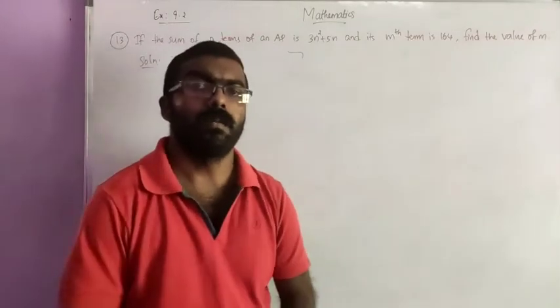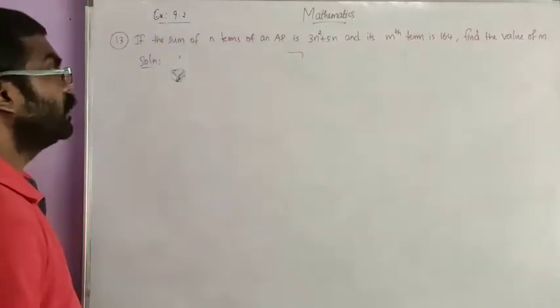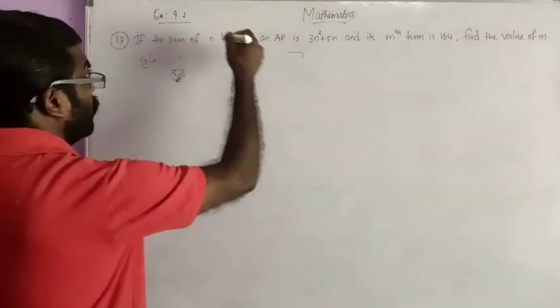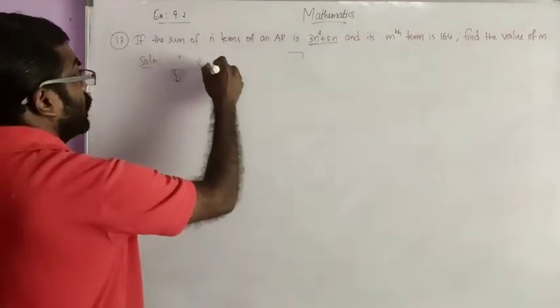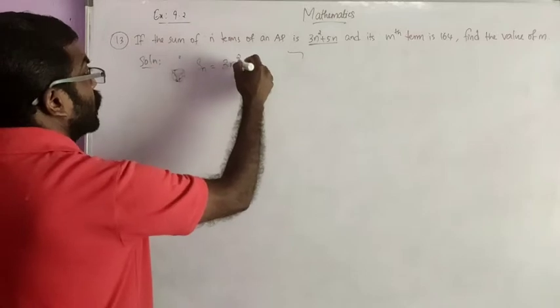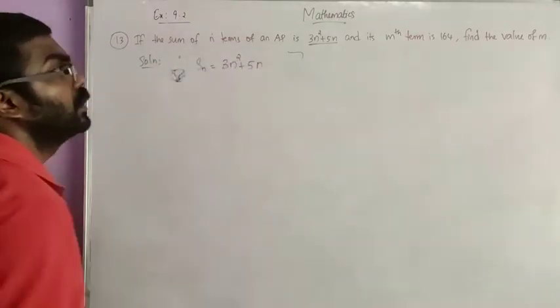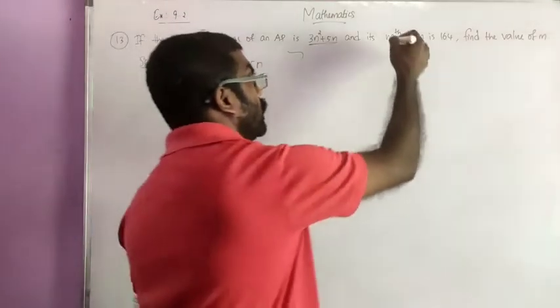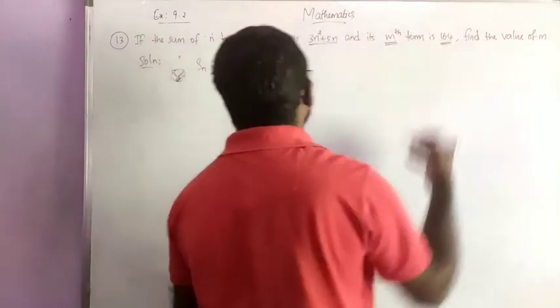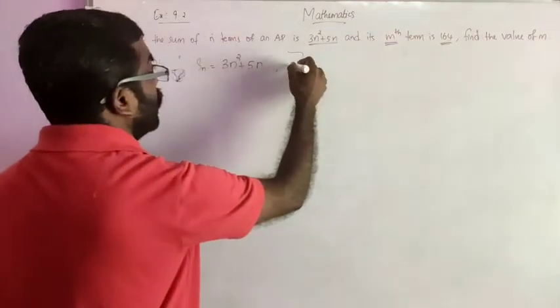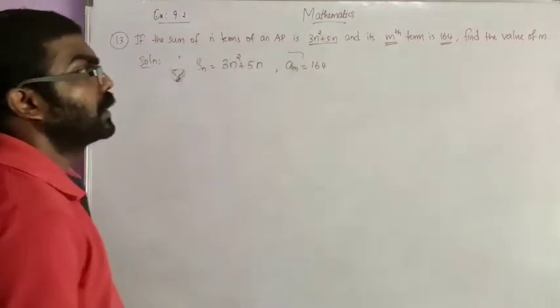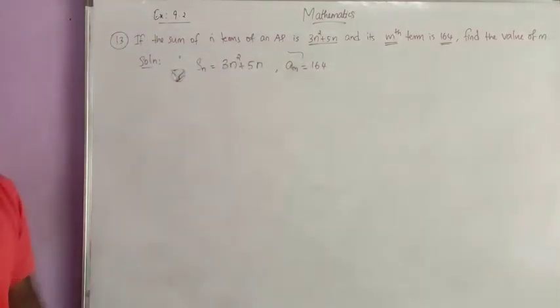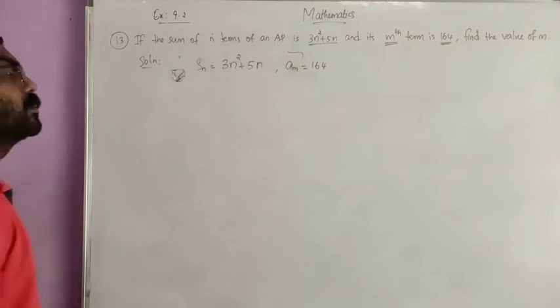Now we move on to question number 13. If the sum of n terms of an AP is 3n square plus 5n, that is Sn is equal to 3n square plus 5n, and its mth term is 164. So Am is equal to 164. These two things are given. Find the value of m. We have to find the value of m.